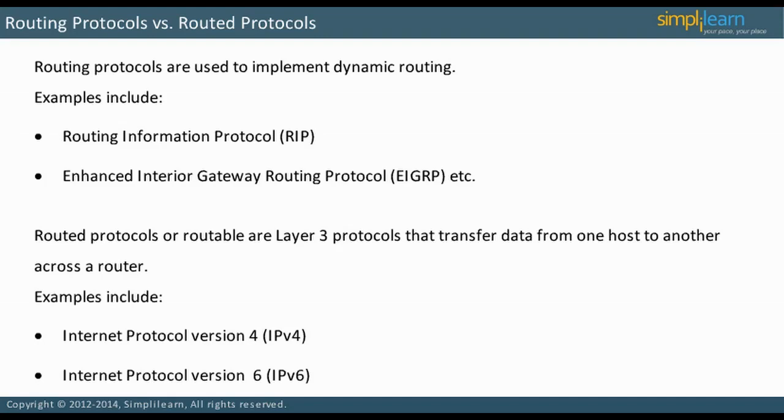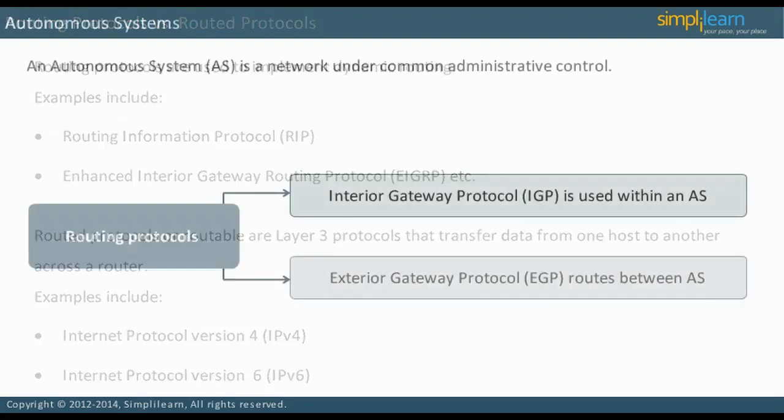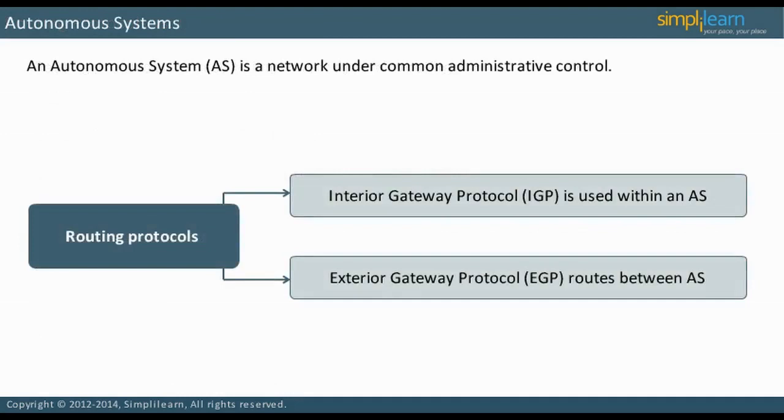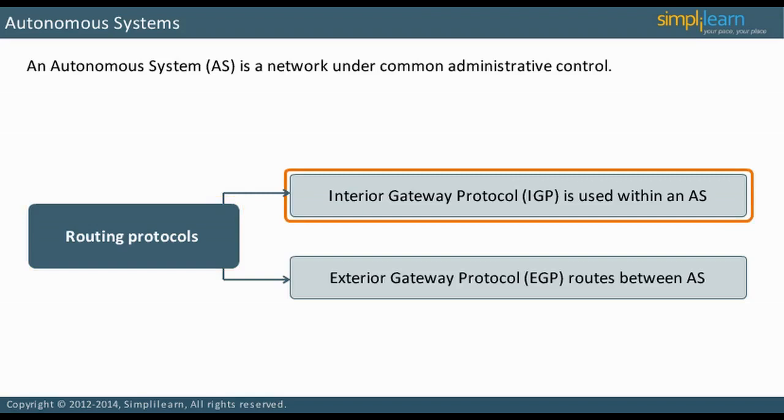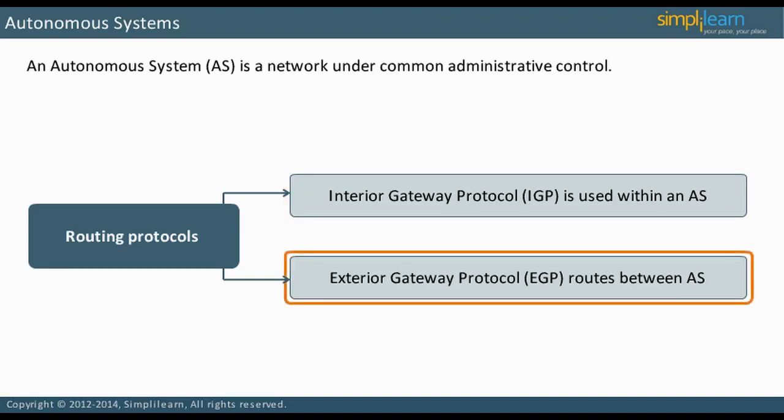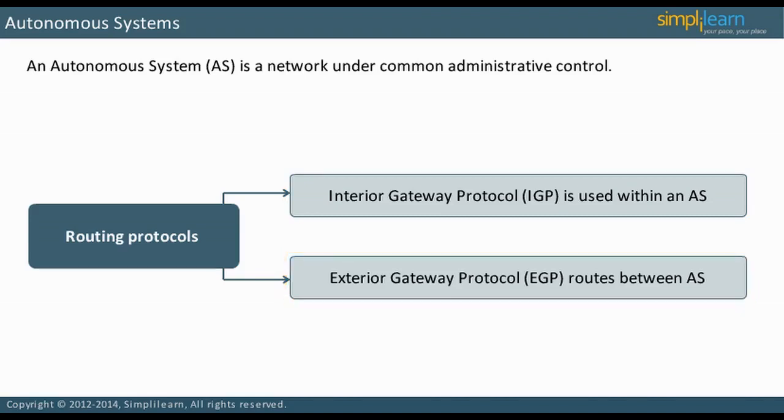Let us look at some more routing terminology in the following slide. An autonomous system, AS, is a network under common administrative control, such as the cisco.com domain. All routers sharing the same routing table information are in the same AS. Routing protocols are divided into two classes. An Interior Gateway Protocol, IGP, is a routing protocol used within an autonomous system. An Exterior Gateway Protocol, EGP, is a routing protocol that routes between autonomous systems. Let us discuss the other way to categorize routing protocols in the next slide.